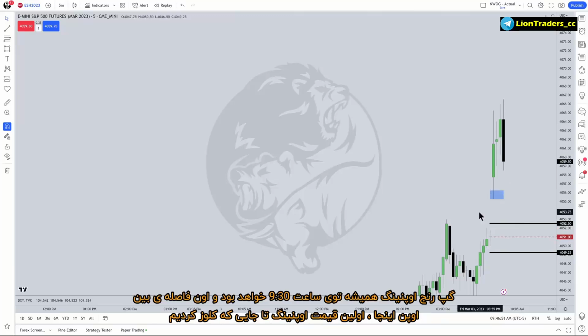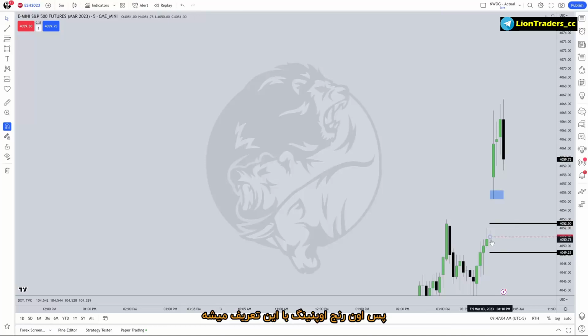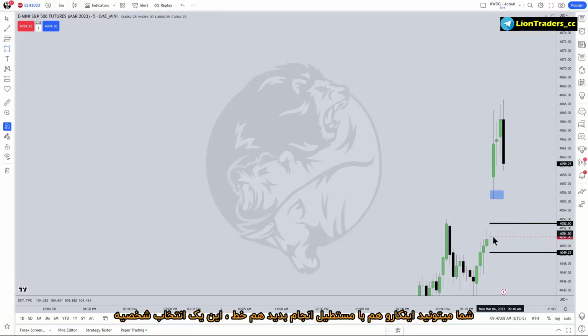Now the opening range gap is always at the 9:30 opening bell. And that's the difference between where we open here, the very first opening price, to where we closed. So that opening range would be defined by this. You can do this with rectangles. You can do it with lines. It's a matter of personal choice.